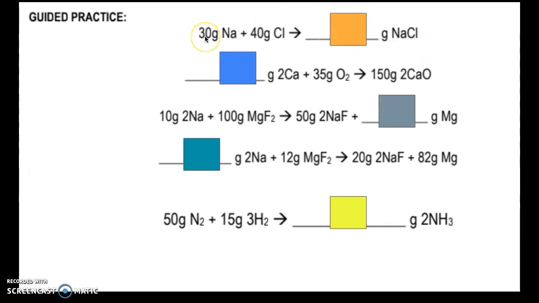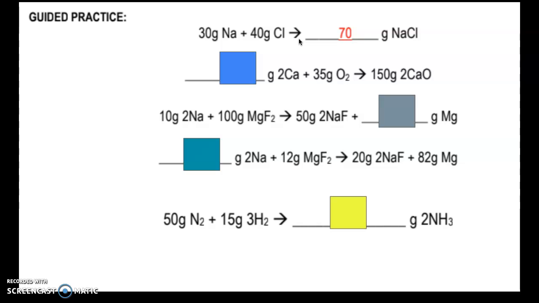We haven't talked about this yet, so this will be new to us, but don't worry, it's just simple addition and subtraction. So if I have 30 grams of sodium and 40 grams of chlorine, how many grams of sodium chloride do I have? I would figure that out by adding 30 plus 40, which we know equals 70. So I have 70 grams of sodium chloride total, because the law of conservation of mass tells us that the mass on the reactant side must equal the mass on the product side.